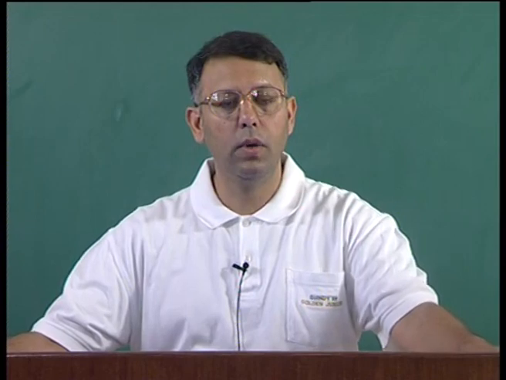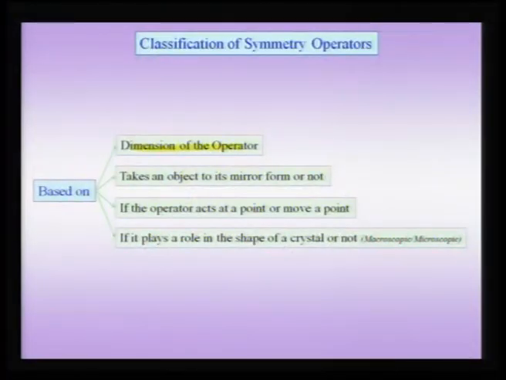How can I classify my symmetry operators, and what kind of symmetry operators exist is the next question we will try to address. So, based on the dimension of the operator, based on whether the symmetry operator takes the object to its mirror form or not, based on whether the operator acts at a point or moves a point, or whether it plays a role in the shape of the crystal or not. For instance, is it microscopic or is it macroscopic? So I have multiple ways of classifying symmetry operators, and therefore coming to know of the very many different kinds of symmetry operators which are present, which are especially relevant to crystals.